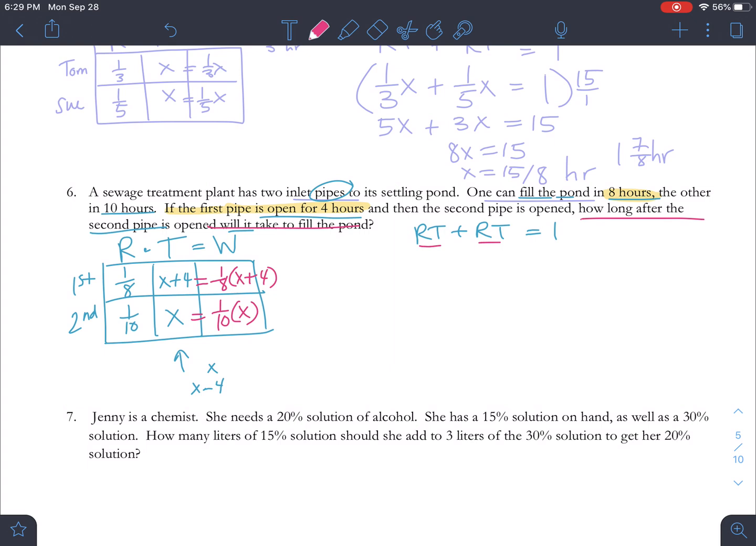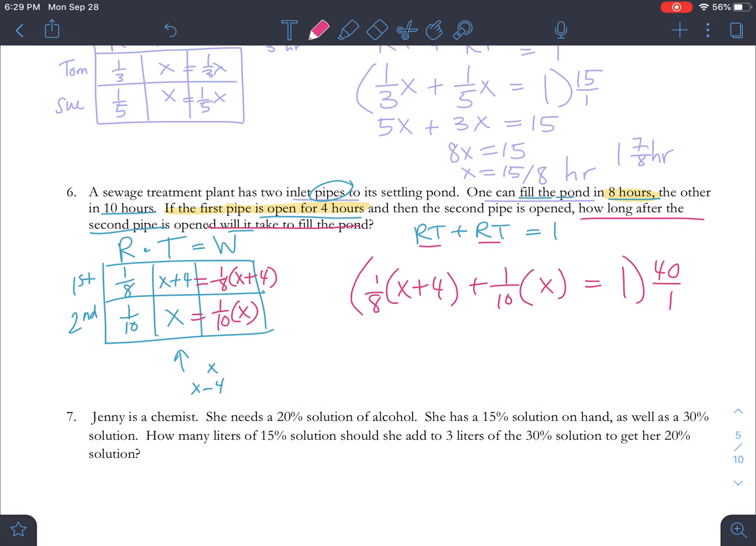There's going to be equations that we do or situations where one is filling the pond and one might be draining, or maybe you left the drain open of your backyard pool. Then we would have to do RT minus RT, okay? Subtract if it's working against. These are working together, so we've got 1/8 times x plus 4 plus 1/10 times x. That's equal to 1 pond. So the working together for 1 pond. We can multiply by maybe 40 over 1. That would be the LCD of 8 and 10.